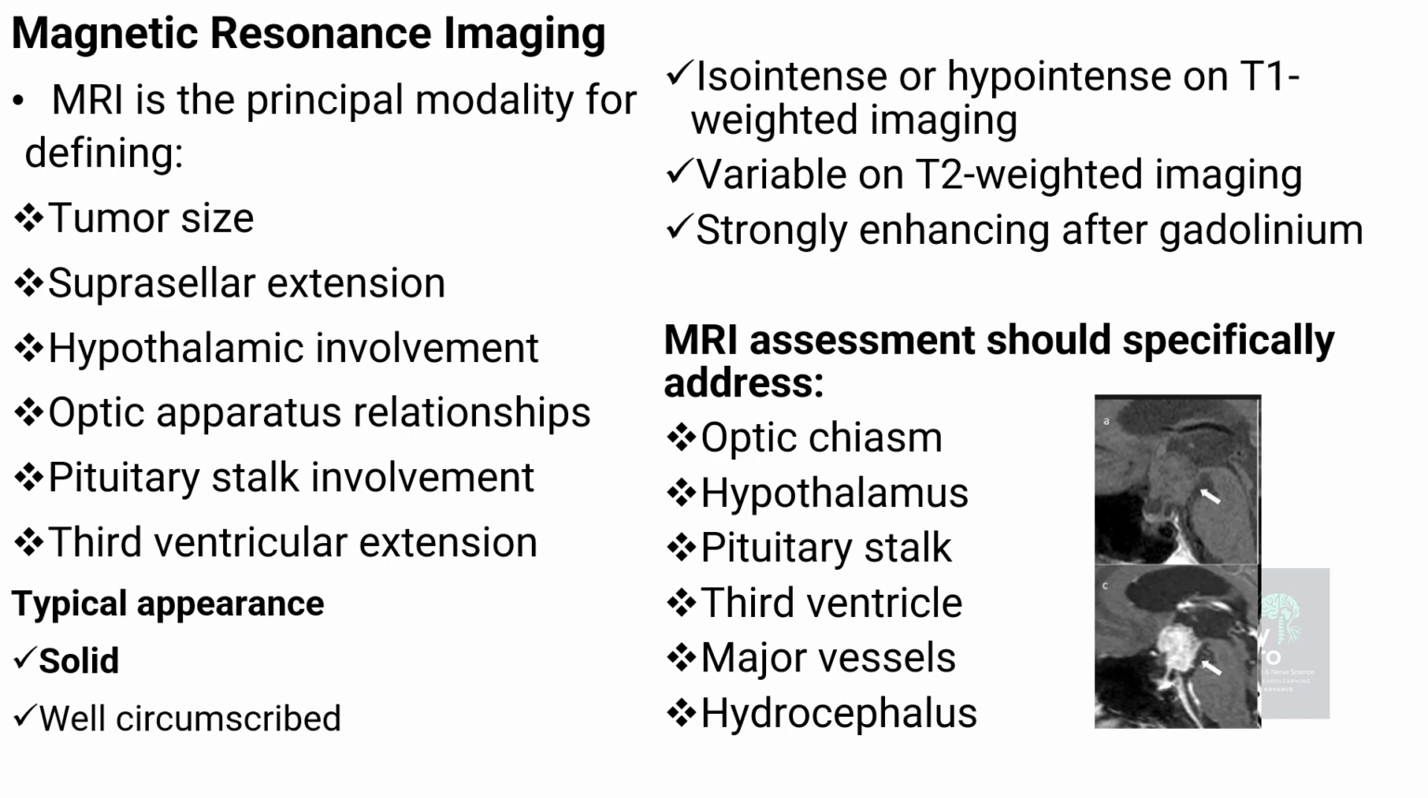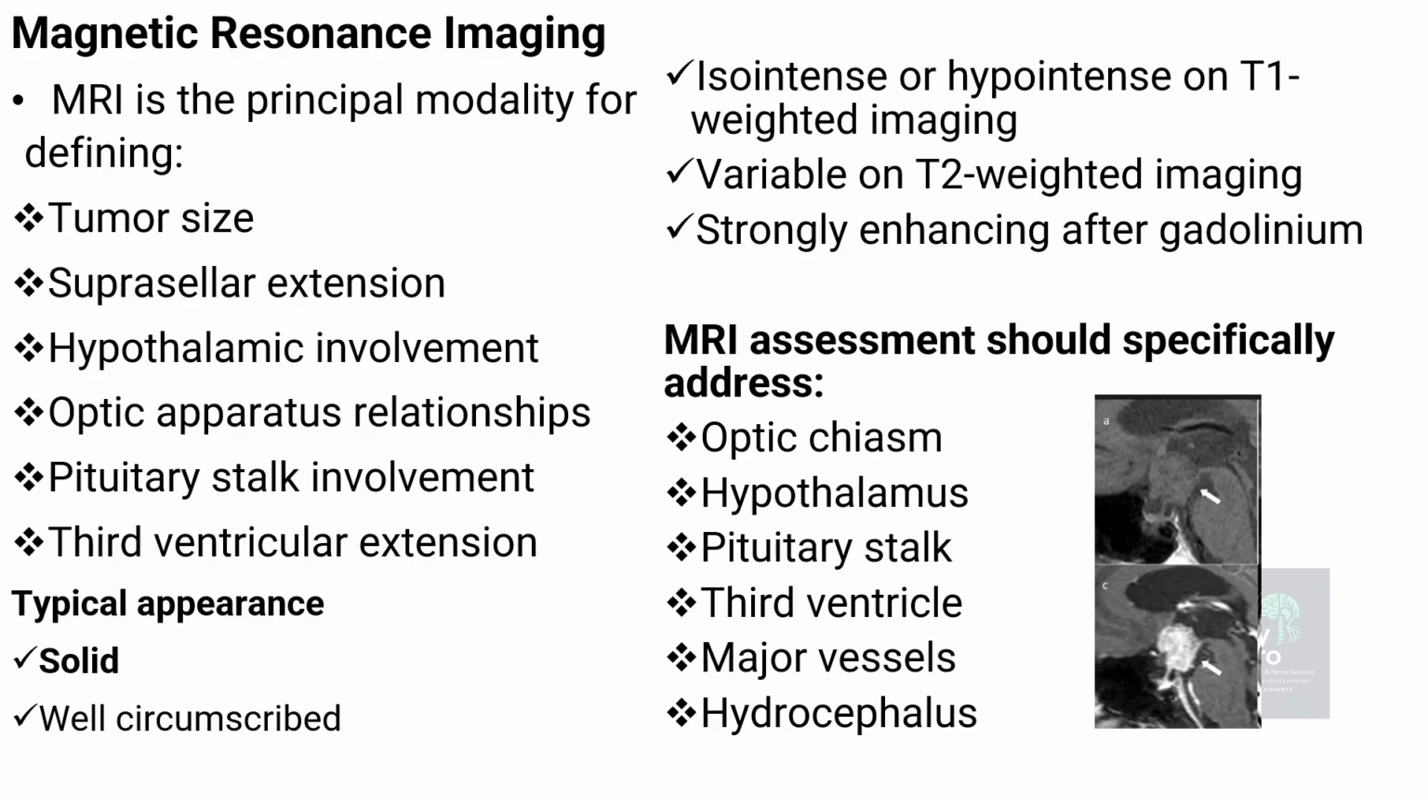Magnetic resonance imaging should also carefully show the optic chiasm, hypothalamus, and pituitary stalk, because involvement of these structures can affect vision and endocrine function. The third ventricle and major blood vessels also require close assessment. Finally, imaging should determine whether the tumor has obstructed cerebrospinal fluid pathways and caused hydrocephalus. These anatomical relationships are particularly important when considering surgical treatment.